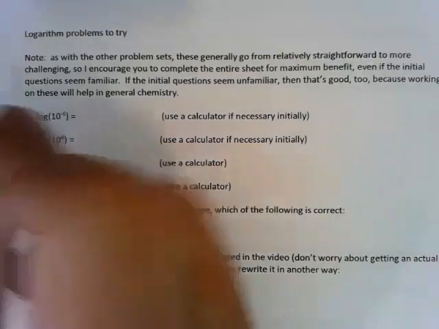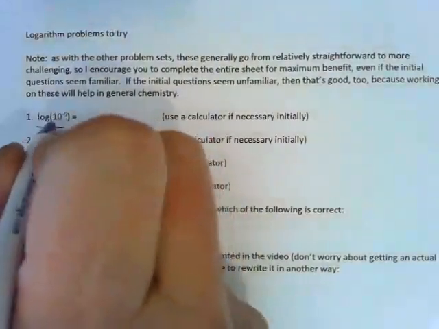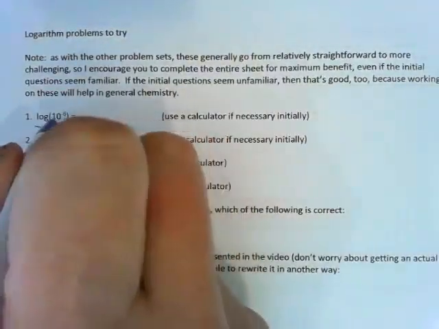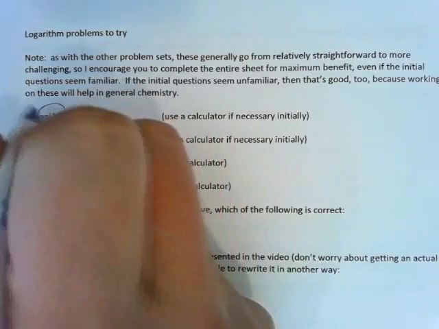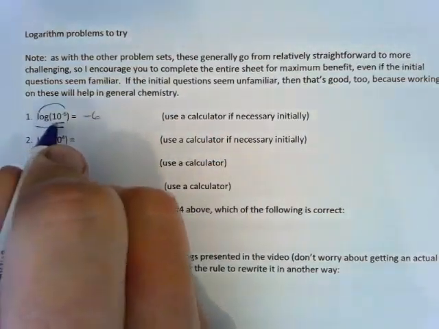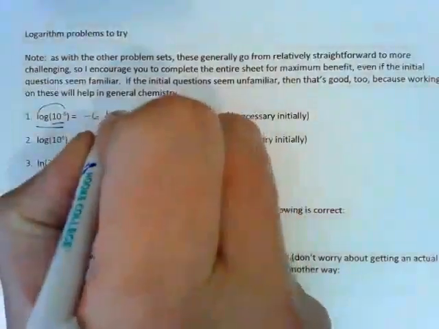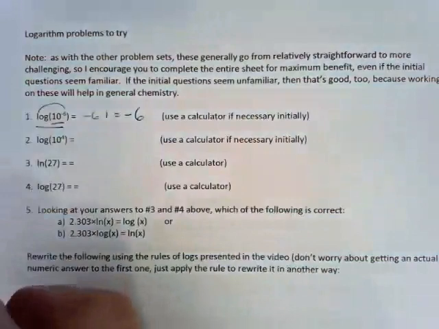So getting started right away, if you need to, you can type these into your calculator initially, but we saw in the video that the log of something raised to an exponent, the exponent comes out, so we'd have -6, and then all we'd have left is the log of 10, but we know the log of 10 is 1, so we'd have -6 times 1, so this equates to -6.